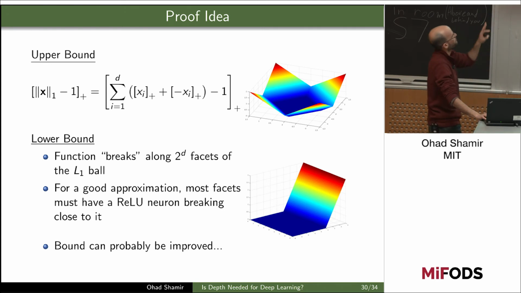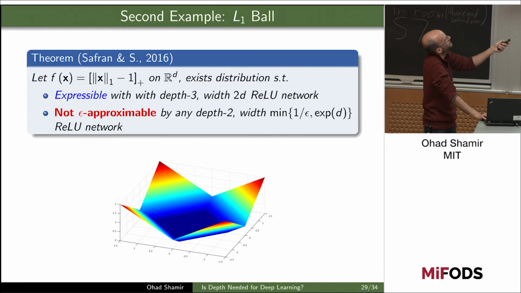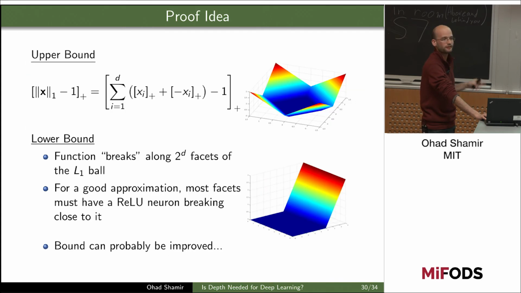I should say that this bound can probably be greatly improved. I mean, we can only show that it has to be at least width of 1 over epsilon. I'm pretty sure that the right answer is x to the d, but currently we don't know how to prove it. Any questions about this?